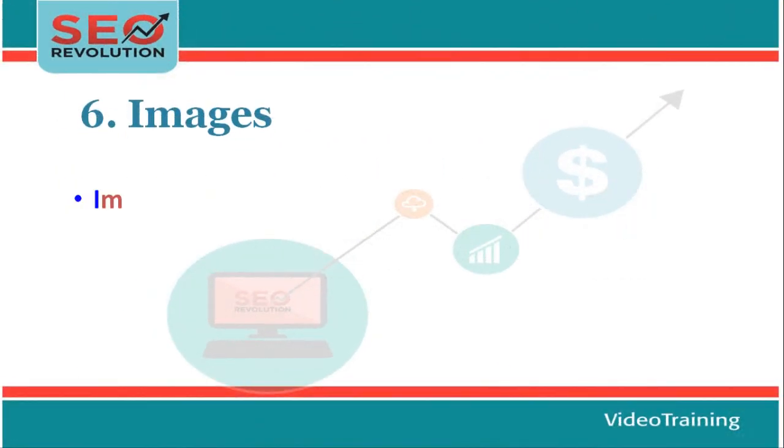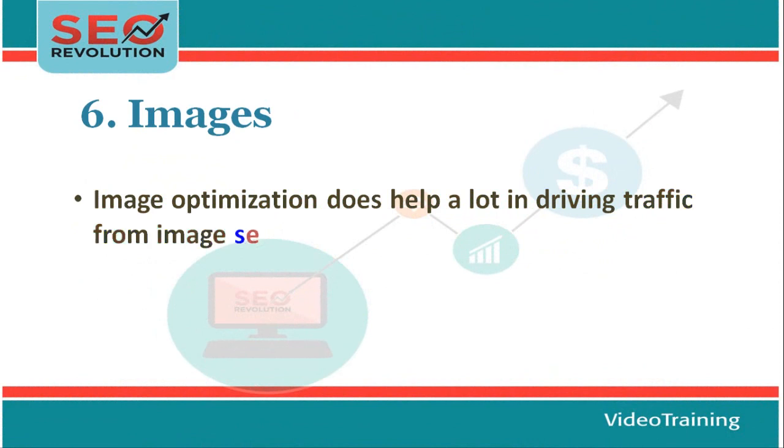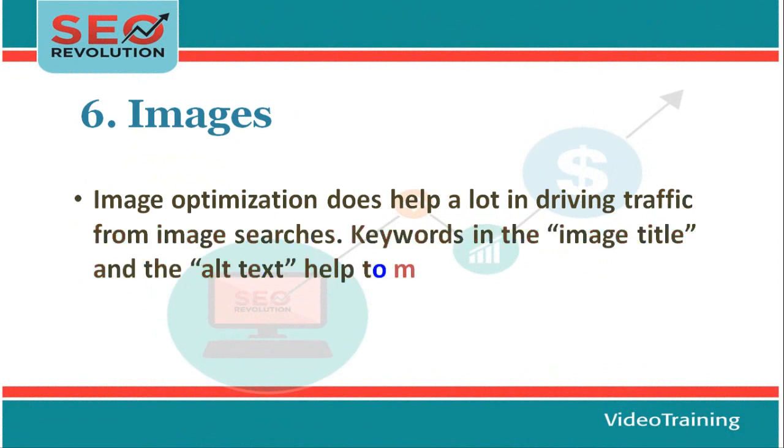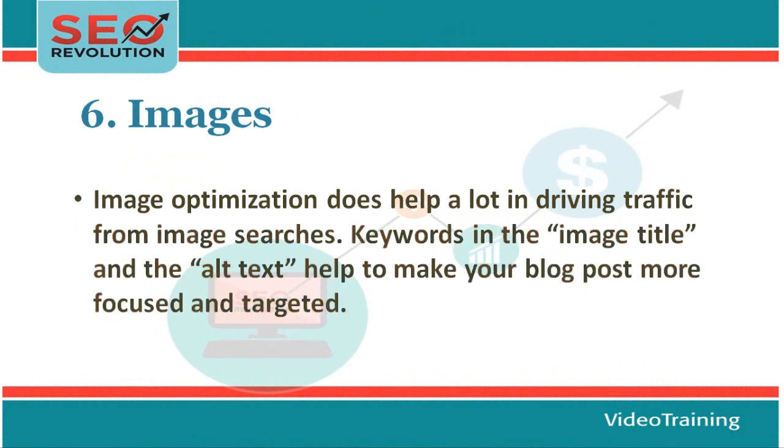Number 6. Images. Image optimization does help a lot in driving traffic from image searches. Keywords in the image title and the alt text help to make your blog posts more focused and targeted.